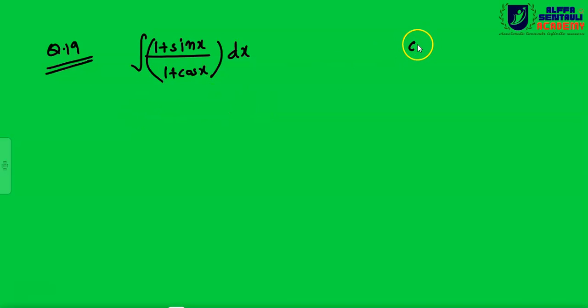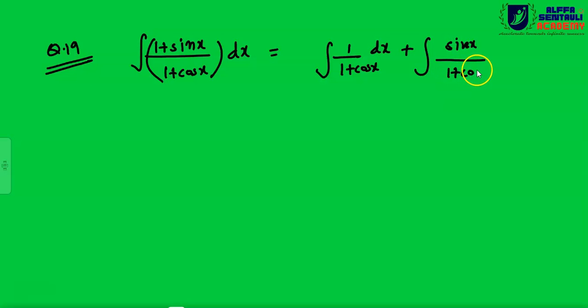So this cos x. Now let us first separate this term. So this is nothing but 1 upon 1 plus cos x dx, and this is nothing but sin x upon 1 plus cos x. So this integration can be solved very easily by substituting cos x as t. When you substitute cos x as t, this sin x and sin x will be cancelled out. So beta, if you take the LCM, you will get the same answer.